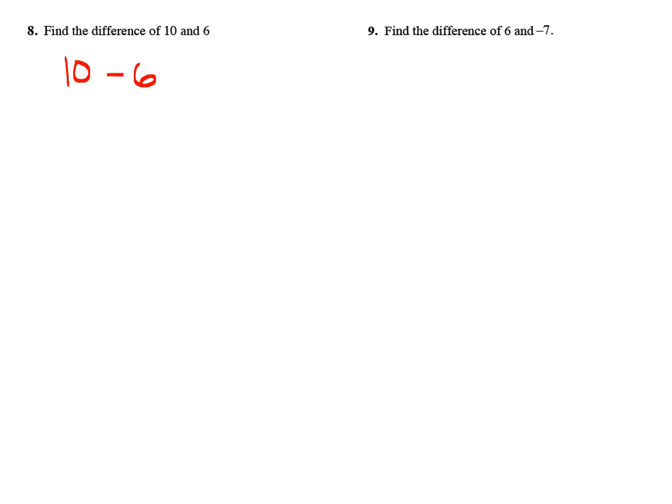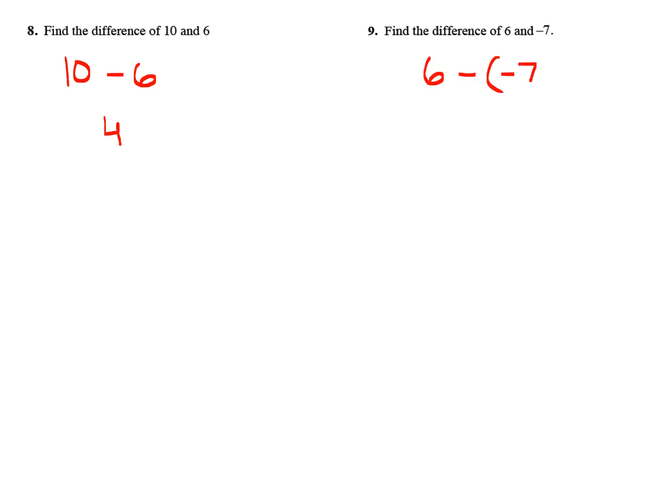For finding the difference, we're thinking of the space in between those two numbers, which is why, if you just look at the two numbers, it's different. The difference really is the space between the 6 and the 10. Don't need to change this to addition, right? No need to. This is the easy one. That's just 4. Find the difference of 6 and -7.